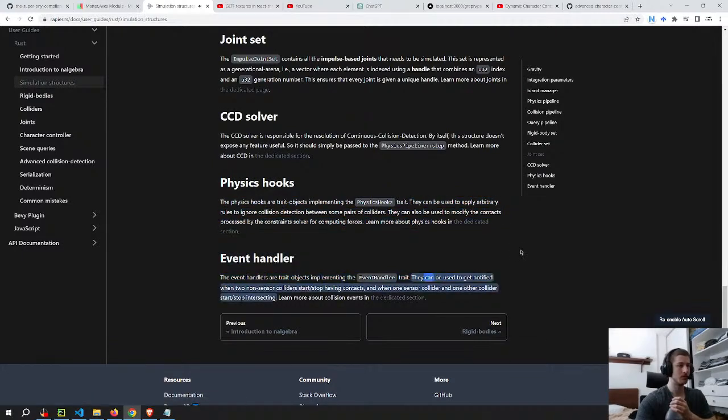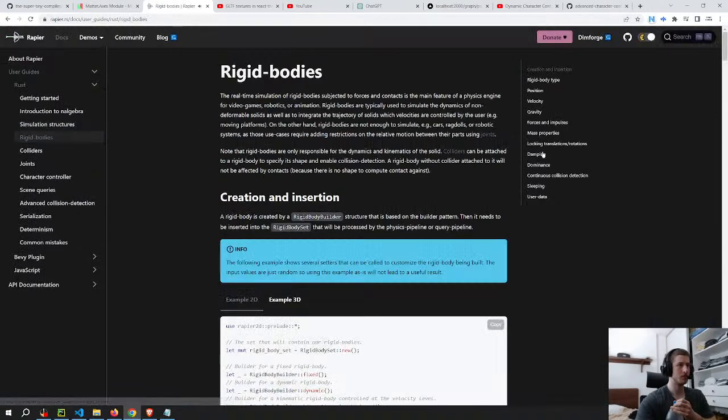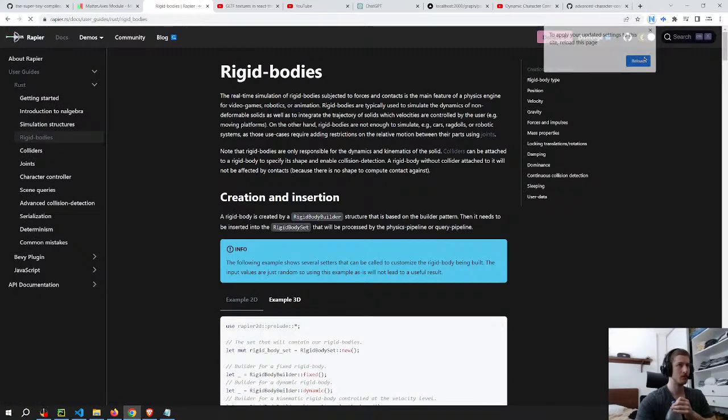Event handler. The event handlers are trait objects implementing the event handler trait. They can be used to get notified when two non-sensor colliders start or stop having contact, and when one sensor collider and one other collider start or stop intersecting. Learn more about collision events in the dedicated section.